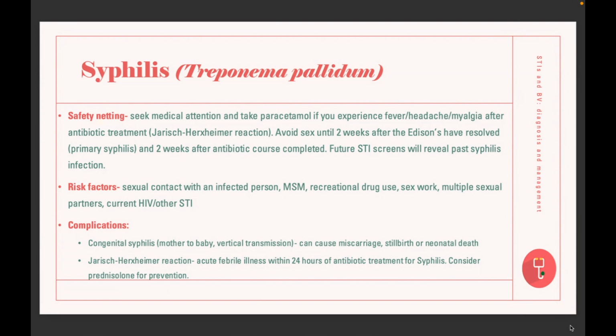So risk factors: sexual contact with a person with syphilis, men who have sex with men again, recreational drug use, sex work, multiple sexual partners, and current HIV or another STI. And complications of syphilis: you can get congenital syphilis from mother to baby, so that's vertical transmission. Syphilis can also cause miscarriage, stillbirth, or neonatal death in this circumstance, which is why we screen for it in anyone who presents with early pregnancy.